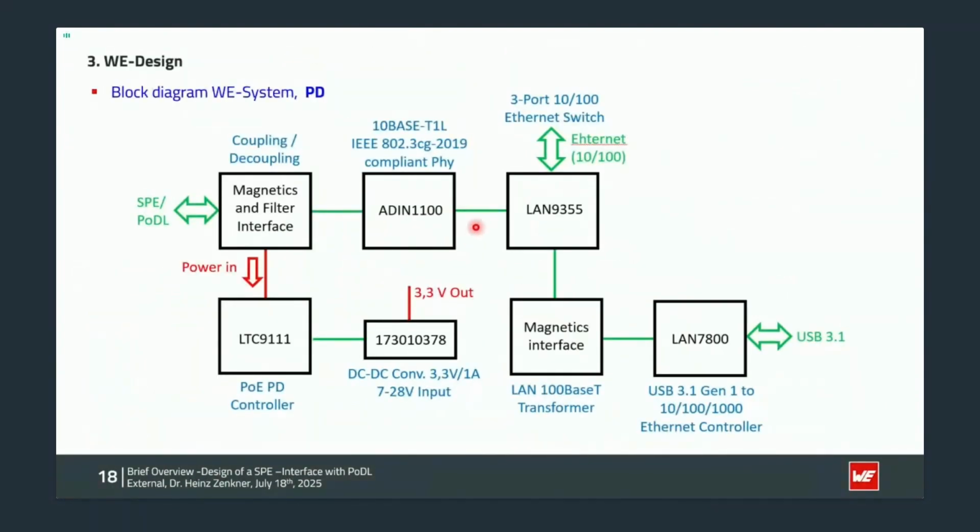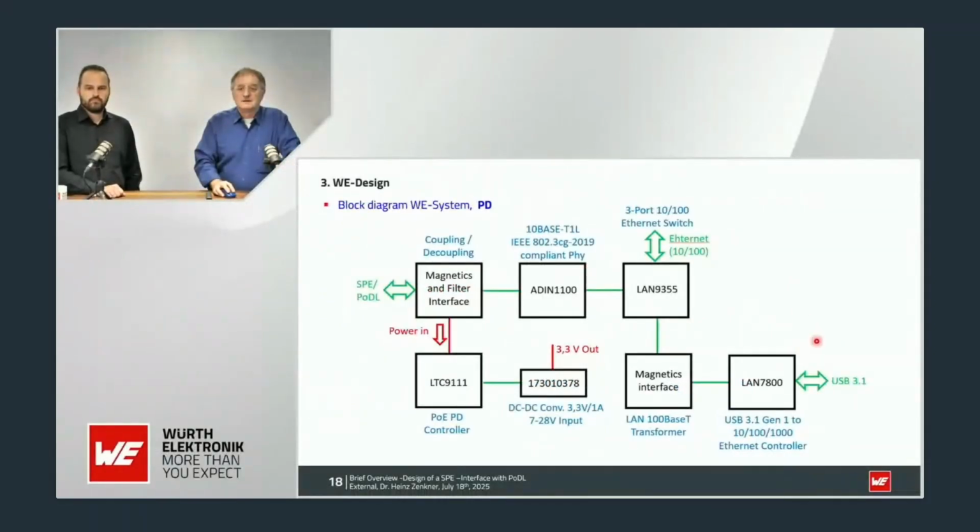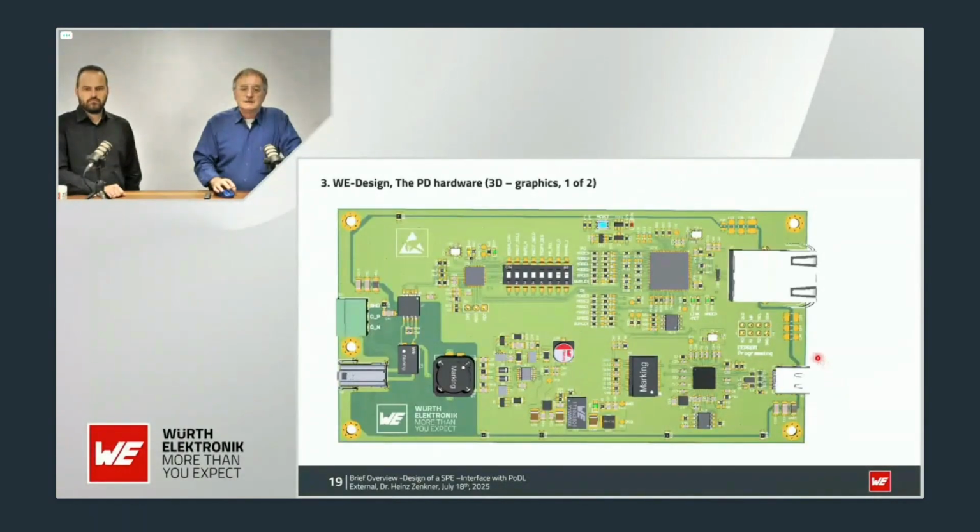So the powered device here, almost similar in the magnetics and filter interface, but we have here the PD controller, which couples in the energy, and we have here the onboard design for the 3.3 volt power supply. The Ethernet controller, magnetics interface, and going again to the USB 3 port. Good, here, the overview again, similar to the power source equipment, but we don't have here the DC input connector for the supply.